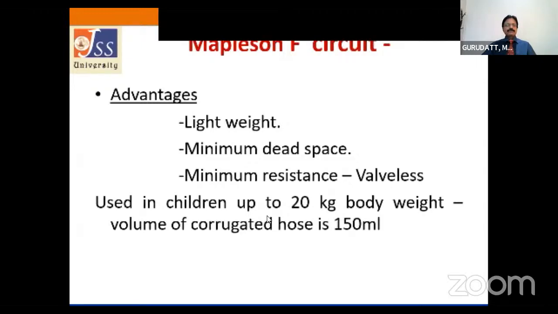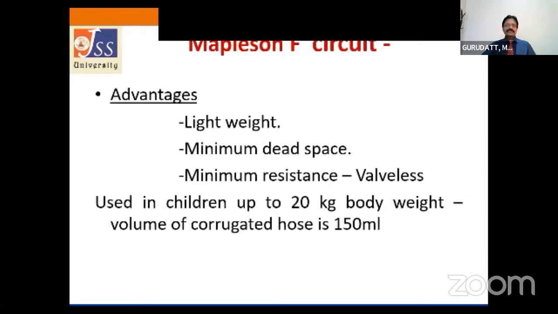And it can be used up to 20 kg body weight. Sometimes you will be asked why only up to 20 kg, why it cannot be used for a larger child. It is because the corrugated hose has a volume of 150 ml. I just said that ideally the corrugated hose should have a reservoir equal to 1 tidal volume. In a child, at 7 ml per kg body weight, it will be about 140 ml. So that is up to 20 kg. Definitely this pediatric circuit can be used.